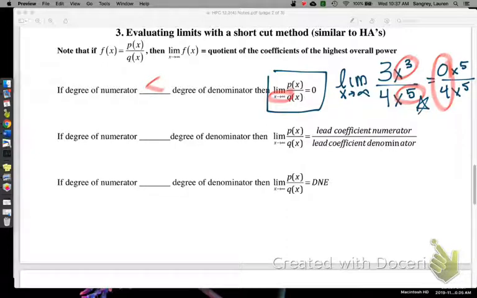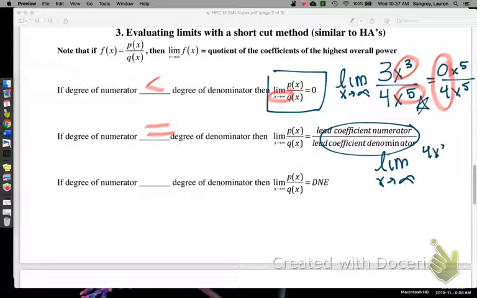Now, second option, if the degree of the numerator is equal to the degree of the denominator, then we just use those coefficients, and that's going to be our answer. So this is kind of the nice one. So if we have the limit as x goes to infinity, and maybe we have like 4x squared over 3x squared, right? So the highest degree for both the numerator and denominator is an x squared, so we just use the coefficients, so the limit would be 4/3.